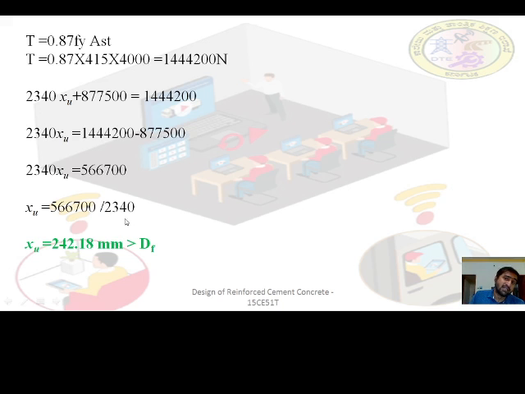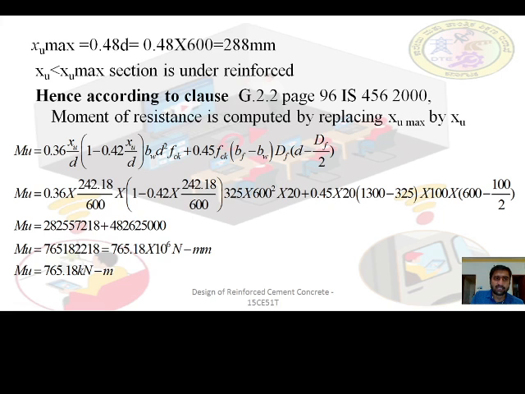After calculating this XU value, we will check with DF. If it is greater than the depth of the flange, then we will proceed to step number 3. If it is less than DF, we have to recalculate once again. But since it is greater, we don't need to worry about recalculation. So we will go to the next step.